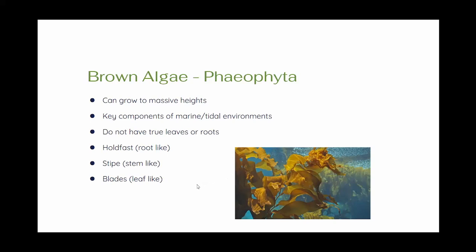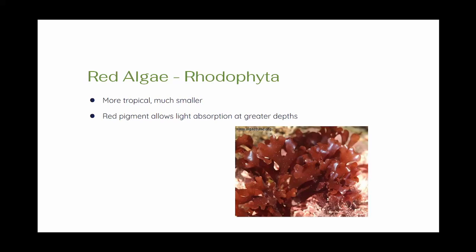Now you can see the parts: hold fast, stipe, and blades. They don't have true leaves and roots, however, as they're just floating in water, and having too much water around your roots, you're probably going to die. As a plant, obviously.